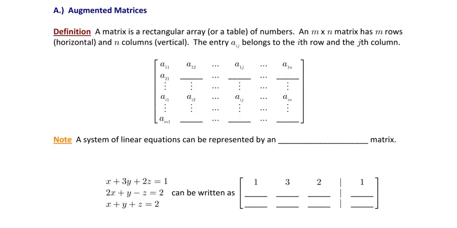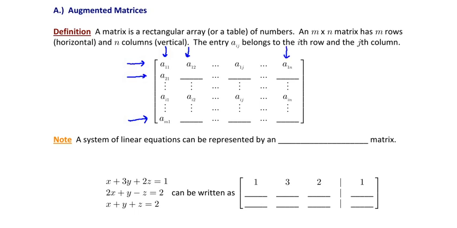Remember, matrix is singular, matrices is plural. So what is an augmented matrix? First of all, a matrix is a rectangular array, which is a fancy way of saying a table of numbers. An M by N matrix has M rows. So remember, rows are horizontal. So if I count the rows here, I have 1, 2, and then I keep counting until I get M rows. And N columns. And remember, columns are vertical. So if I count the columns here, I have 1, 2, 3, 4, 5, and then it's going to stop with some number N.